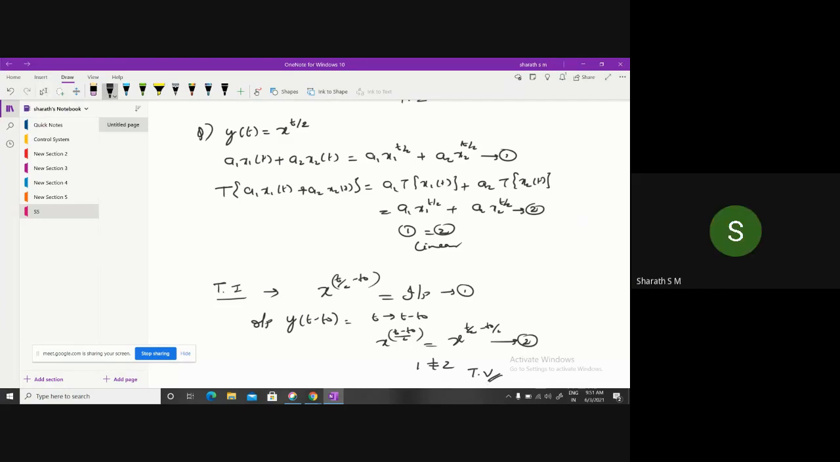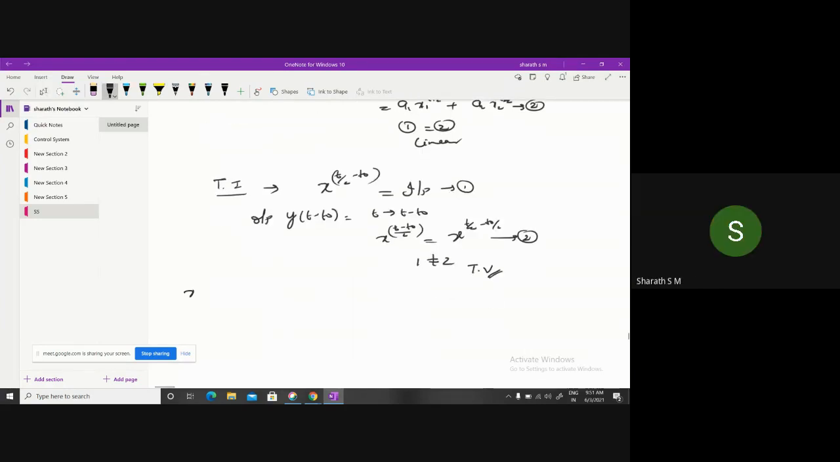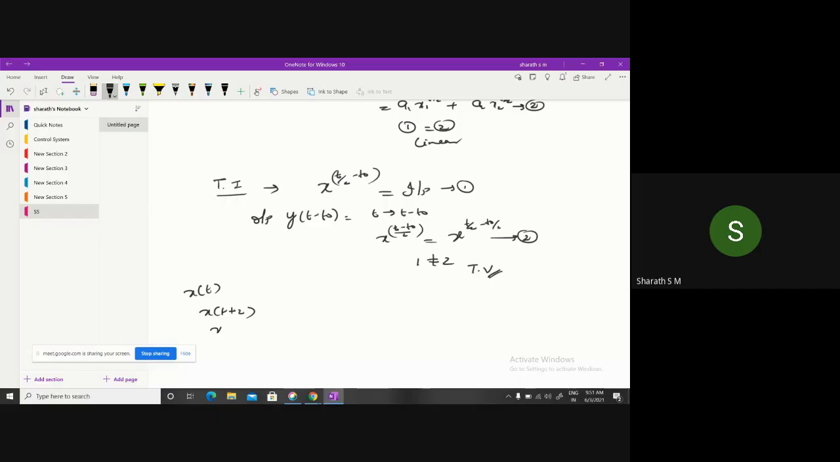So x of t concludes origin. X of t plus 2 concludes it's a future value. X of t minus 2 concludes past value. So here we have x power t by 2. It is not x power t plus 2 by 2 or t minus 2 by 2. So this depends only on the present value of the input. That's why we conclude that the system depends only on the present value, so it is a causal system. If it is t plus 2 or t plus something or t minus something, then we conclude this as future and this one as past.